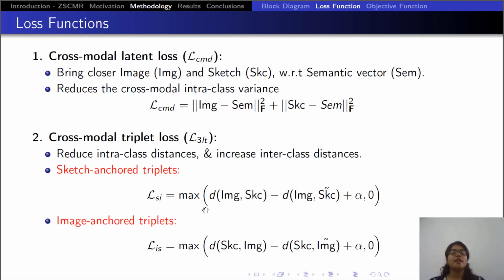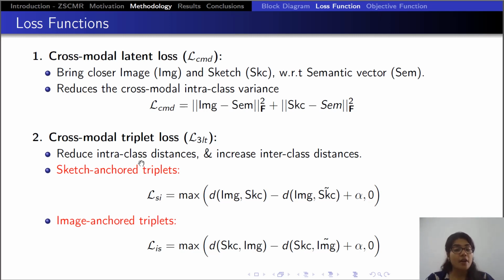To train our network, we design four different losses. The first is a cross-modal latent loss. Here, as I told you, we try to reduce the distance between image and sketch. We do it by projecting them to a common semantic space. If we reduce the distance between image to semantic class and sketch to semantic class, we are automatically bringing image nearer to the sketch data. So this is the first loss which we use in our architecture.